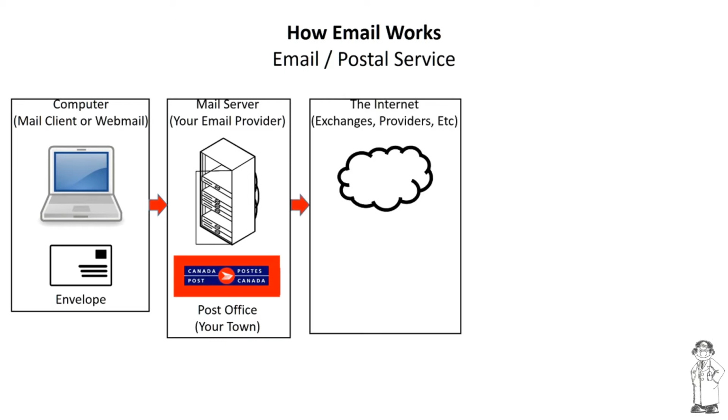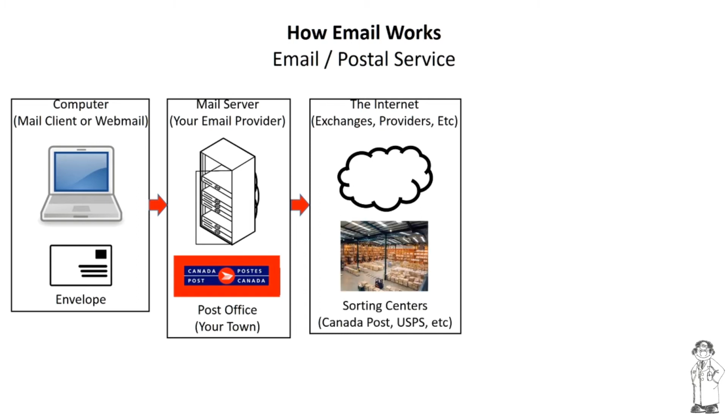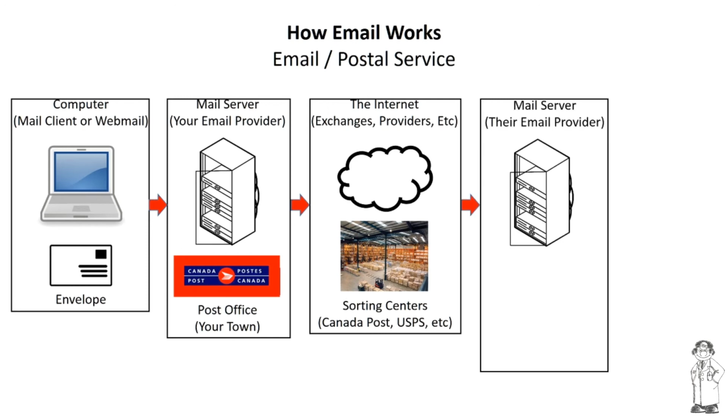Once it leaves the post office or the mail server, it's going to go out onto the internet, which could consist of some exchanges, different providers, etc. And that's kind of like when your physical mail leaves the post office in your town and goes out to a sorting center. And those could be run by Canada Post or USPS or any other mail carrier depending on where you're sending your letter from and to. Once your email gets closer to its destination, it's going to arrive on the mail server of the email provider of the person that you've sent the email to. So this would be kind of like your letter arriving at the post office in their town.